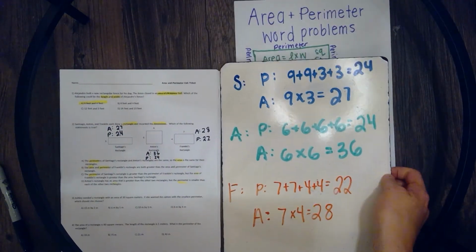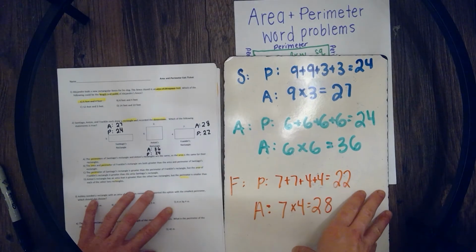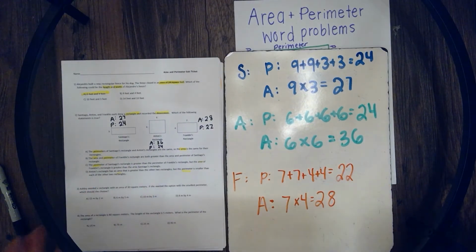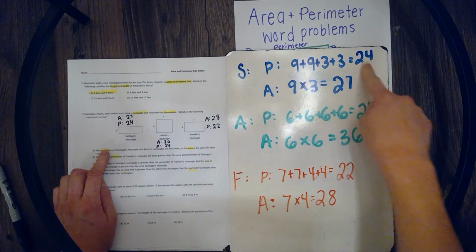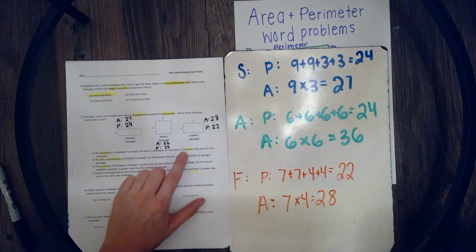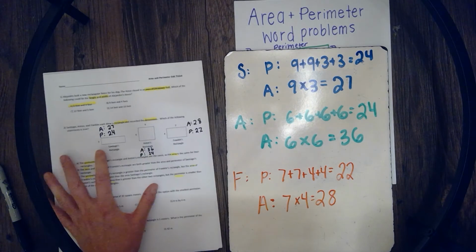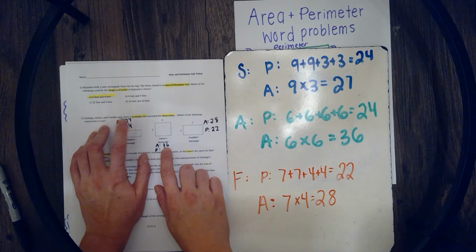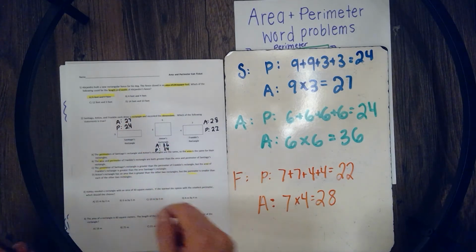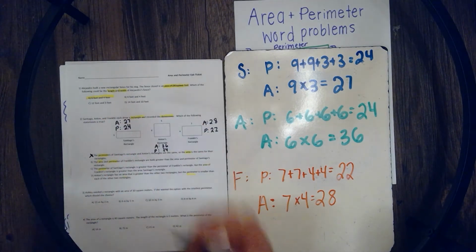True means correct. True means it is right. Okay? So let's start. A, the perimeter of Santiago's rectangle and Antoine's rectangle is the same. 24 and 24. 24 and 24. That part is true. So the area is the same for their rectangles. Let's look at their areas. Do they have the same areas? No. 27 and 36. A is not our answer.